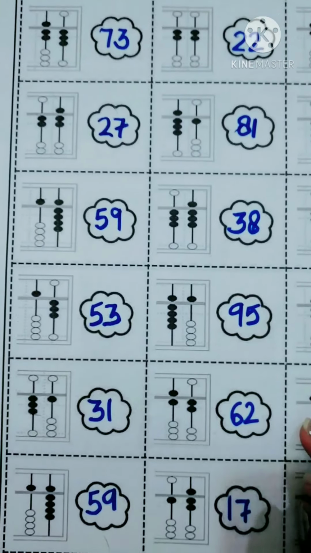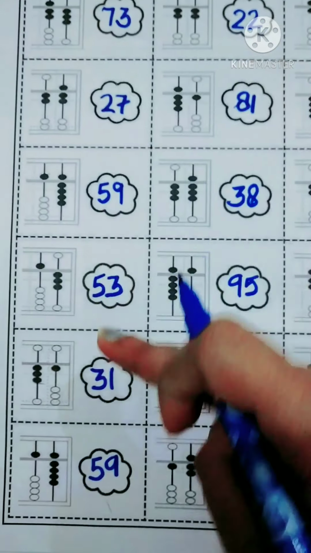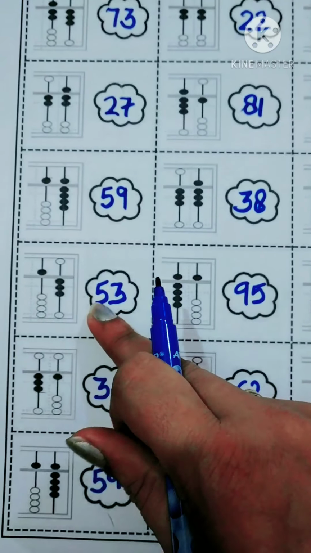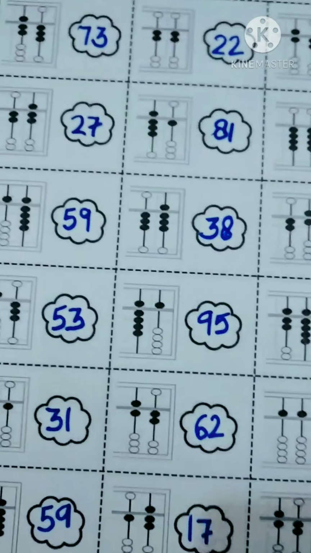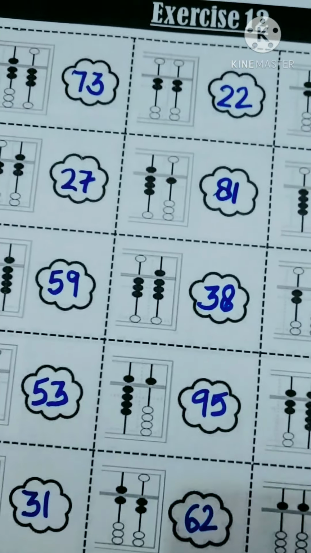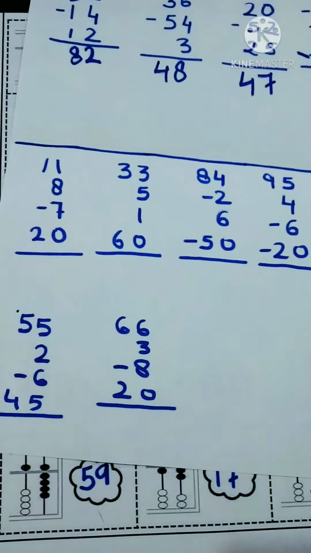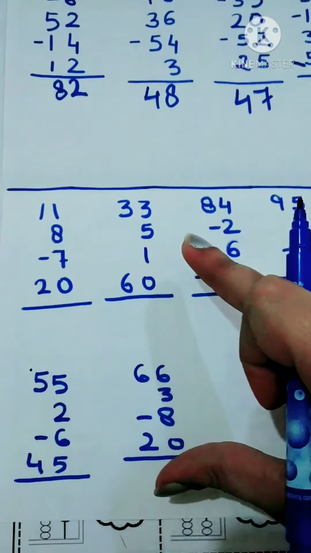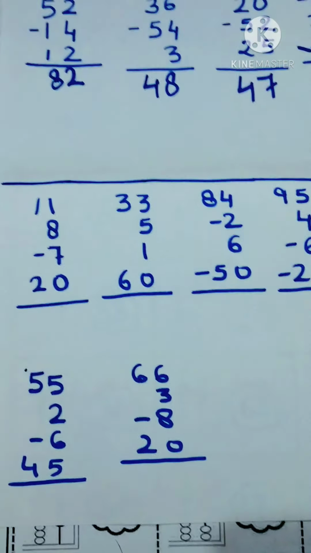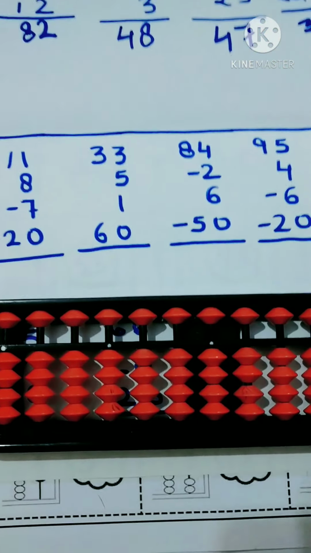We have to understand the bead form on the abacus. So now we will start some more sums on the abacus. Again, I have written some sums for you. In the last class we did these sums and in today's class we will do these sums. So that is on the abacus.